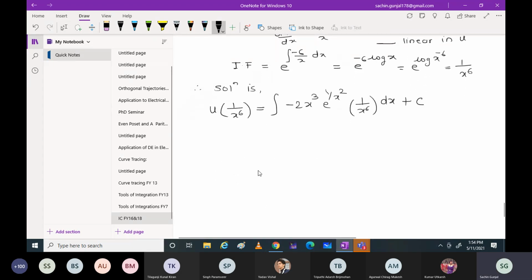Okay. So u is y raised to minus 2. So 1 by y square x to the power 6 is equal to integral minus 2 by x cube. Okay, this x cube upon x raised to 6 will be 1 upon x cube e raised to 1 by x square dx plus c. All right, now how will you do this integration?